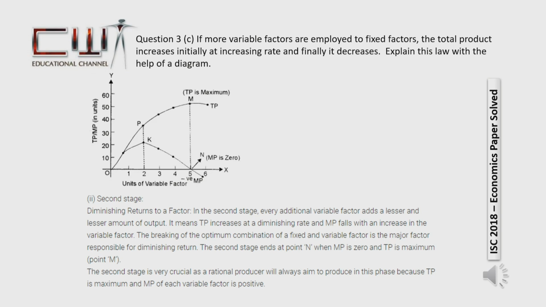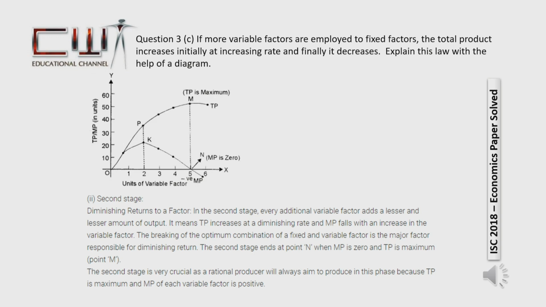The marginal product reaches the maximum at the end of the first stage itself at point K, and then it starts to decrease. And at the point where total product is maximum, the marginal product is 0. And when total product starts to fall, the marginal product becomes negative.